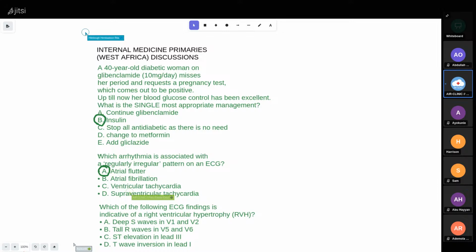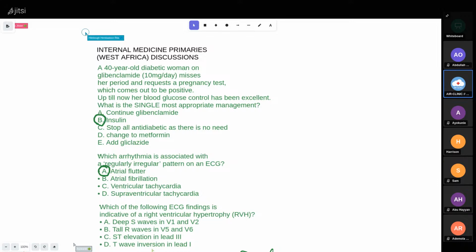So the way to look at it is that there's something called the Sokolow-Lyon formula. Okay, let me take you to the Sokolow-Lyon formula. So Sokolow-Lyon formula is actually used for left ventricular hypertrophy. But you will get why I'm mentioning it, even though this question is about right ventricular hypertrophy, in a minute.